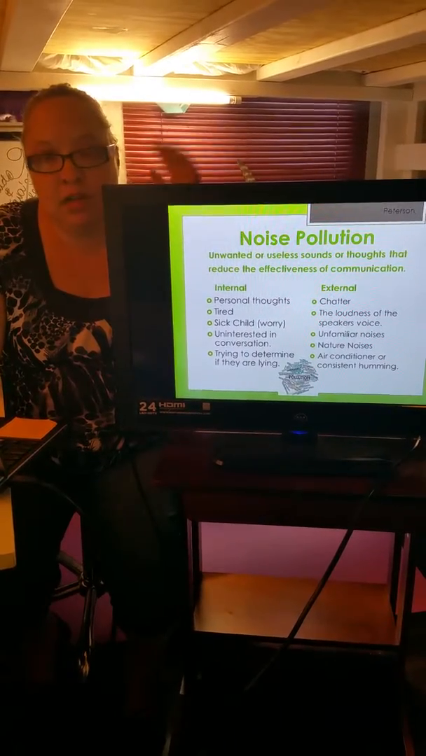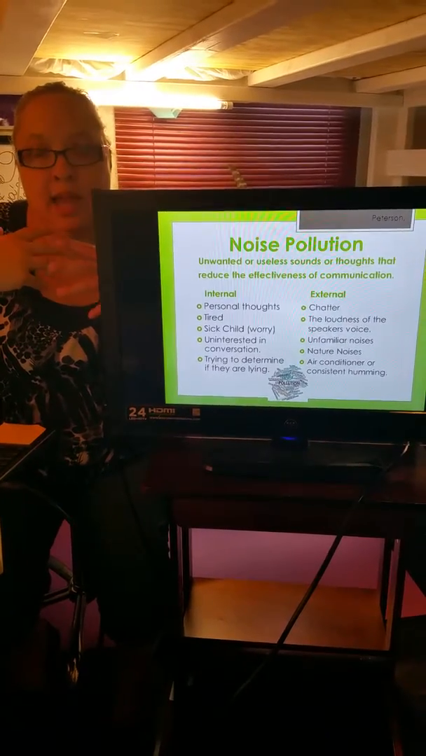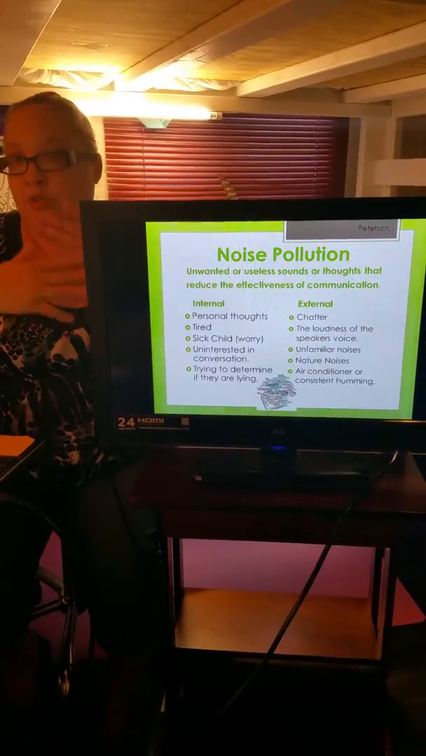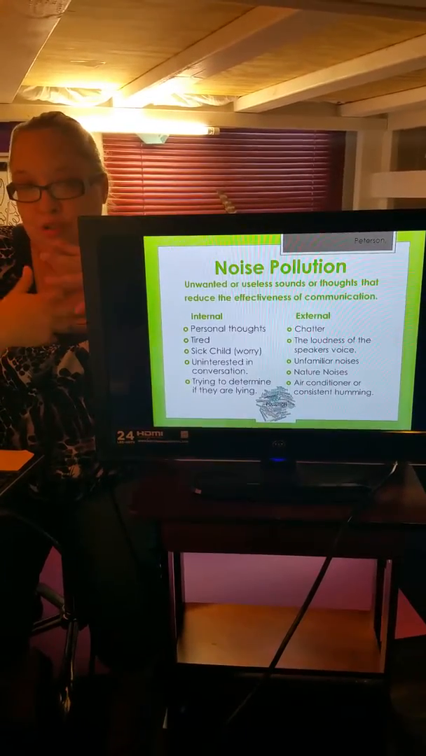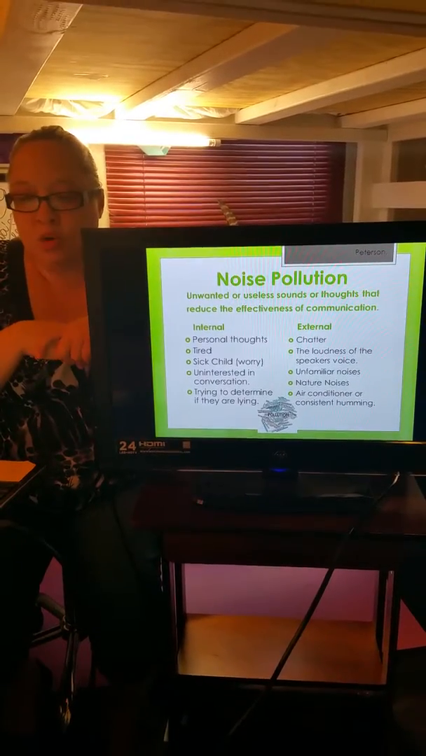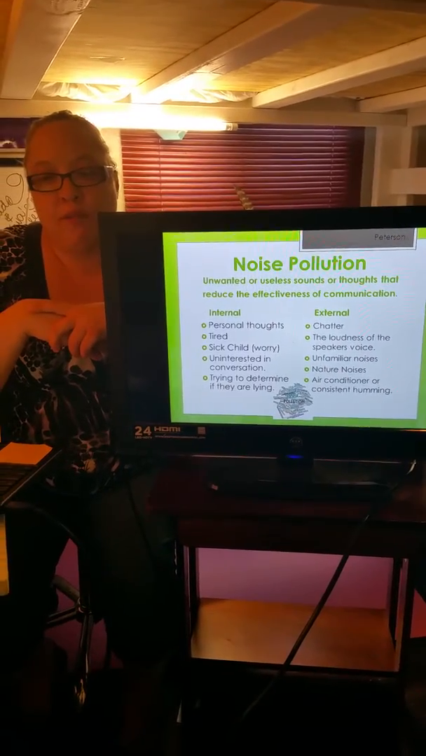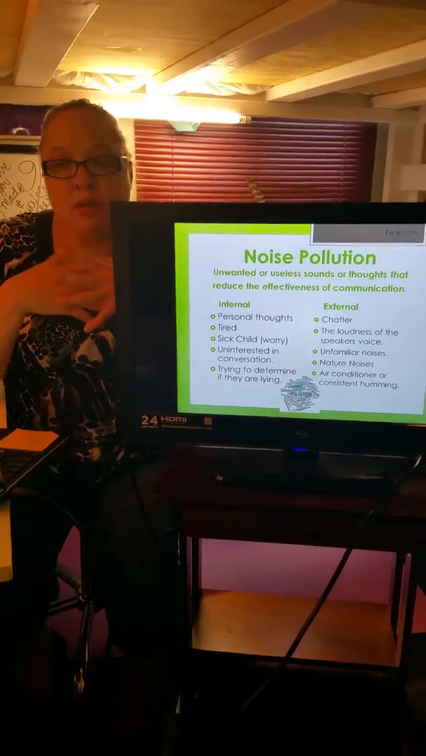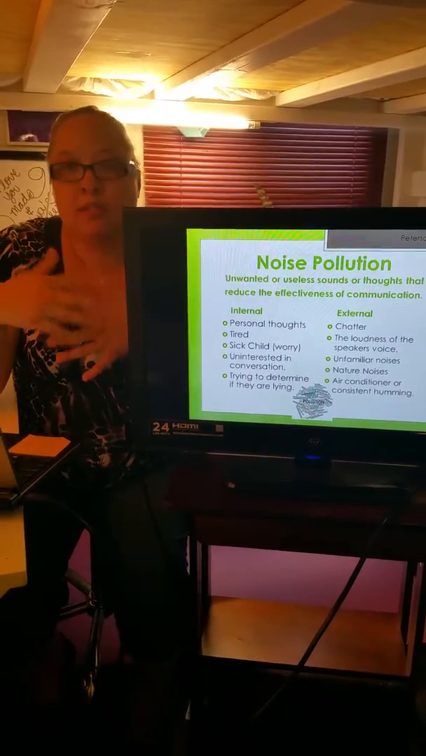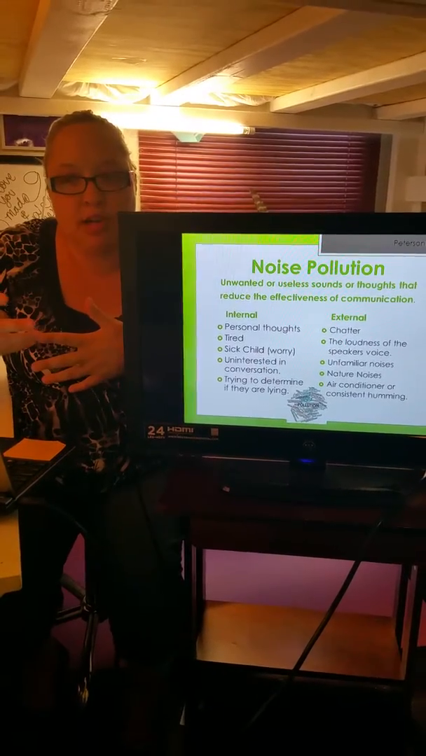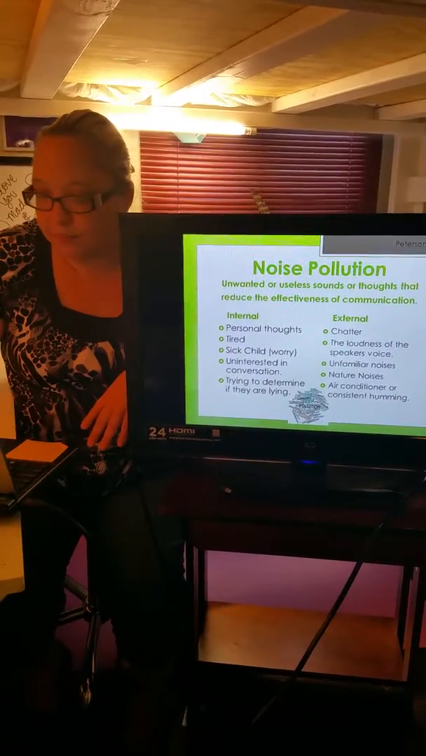External noise could also be chatter in the room, or the loudness of the speaker's voice, because when someone comes at you and talks really loud, you're just distracted and you step back. You tune them down, tune them out. Unfamiliar noises, nature's noises, air conditioning, or just a constant humming. These all can be distractions when you're trying to speak with someone, so you have to be aware of these things that can be distracting to you. And I think awareness is the most essential thing. Just to be aware of this so that you know, okay, I've got to tune this out because I really want to hear what this person's saying.